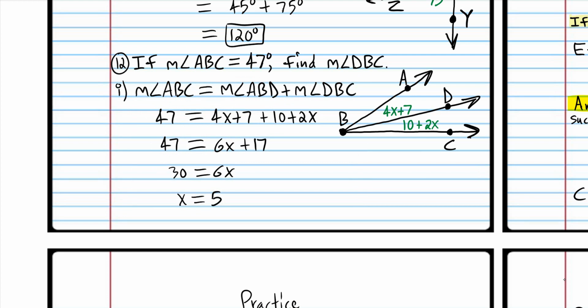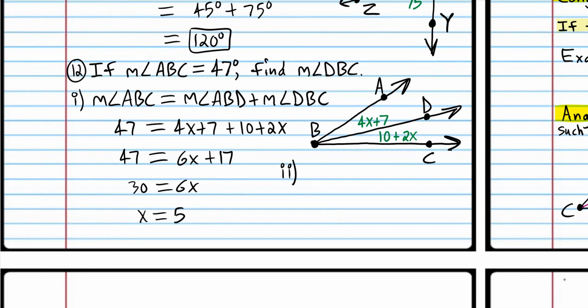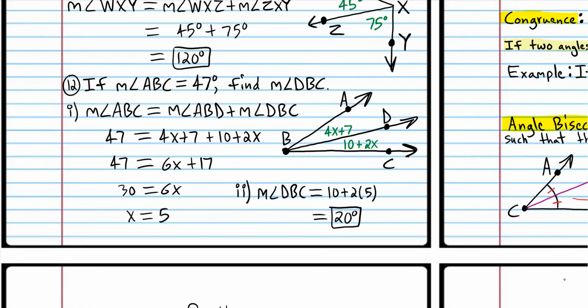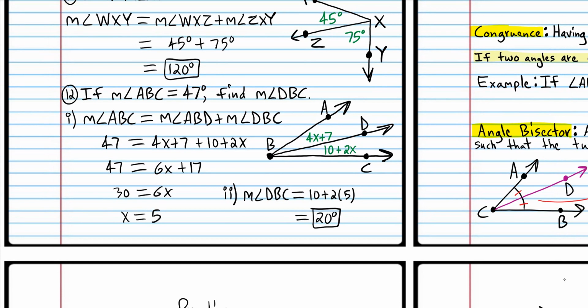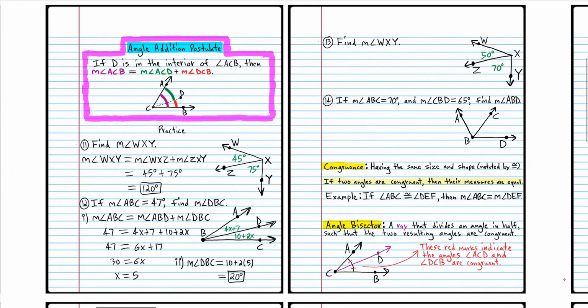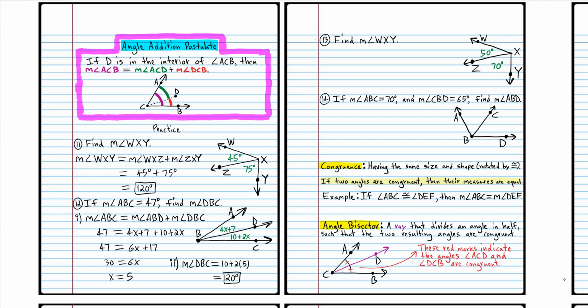Now we need to go on to the second step to find the measure of angle DBC. So the measure of angle DBC is equal to 10 plus 2x, but we know that x is 5. We just found that. Maybe I can bring this down a little bit. So then we just calculate and we get 20 degrees. So there you go. There was some algebra. There's not a lot of algebra in geometry, but there is some. So that's why beginning algebra is a prerequisite for this course. Okay, so now it's time for you to try. I want you to try 13. And when you come back, we'll do it together.